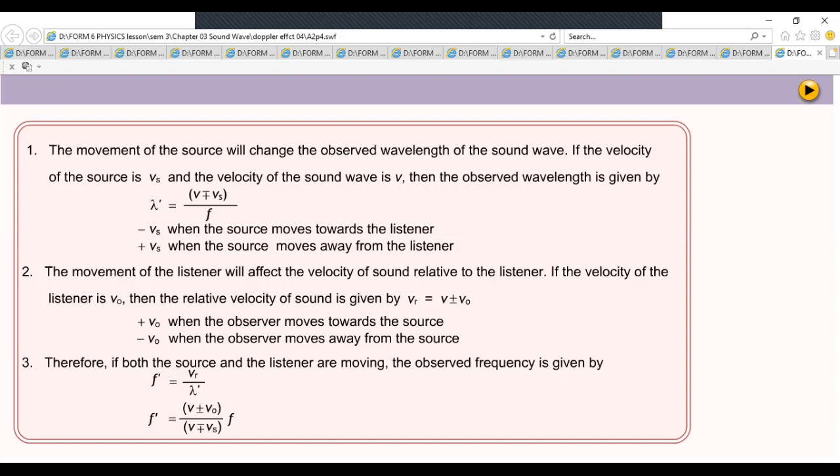If both of them move in opposite directions, or move away from each other, F prime will be equal to (V minus V0), because the observer moves away, divided by (V plus Vs), because the sound source moves away from the listener, times the original frequency of the sound wave.